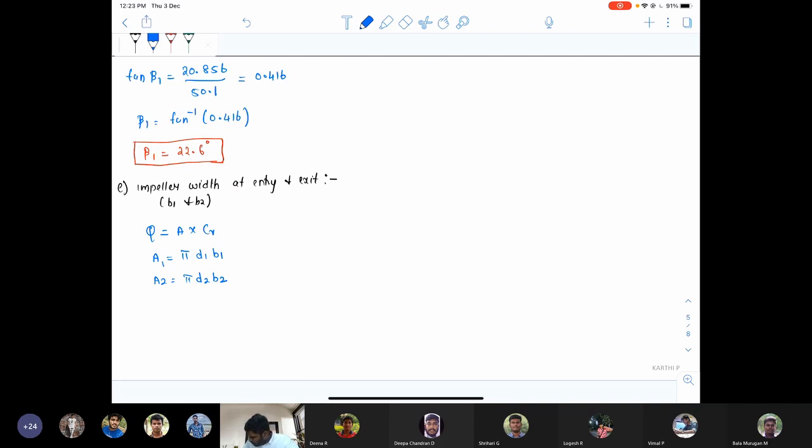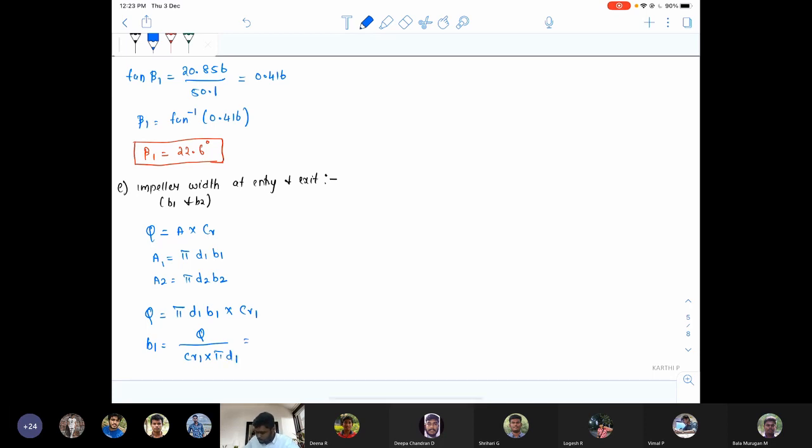So the value of Q will be equal to pi d1 b1 into CR1, since at the inlet we are using CR1. Anyway, CR1 and CR2 are equal, therefore this becomes CR. You know the value of Q, D1 is known and CR1 is also known. The only unknown value is B1. Therefore, B1 will be equal to Q divided by CR1 into pi D1.